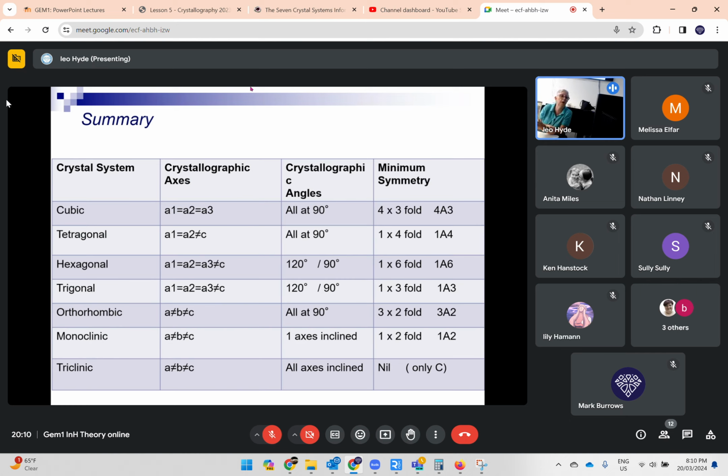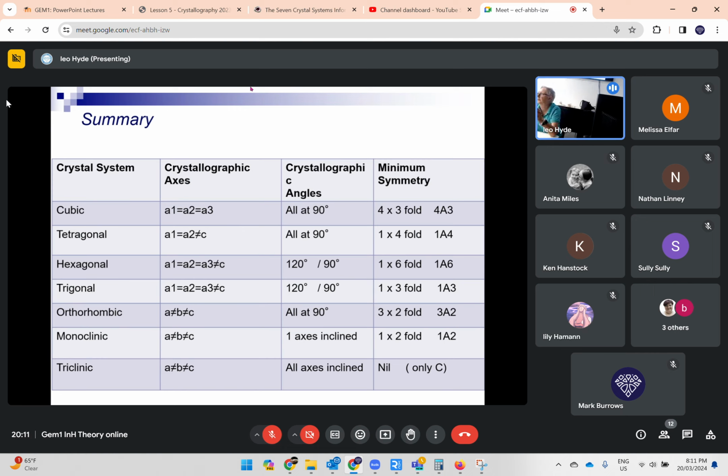And with tetragonal, the minimum is that if not all the faces are developed, there will be at least one direction where I can turn it around and have one axis that's got fourfold around it.